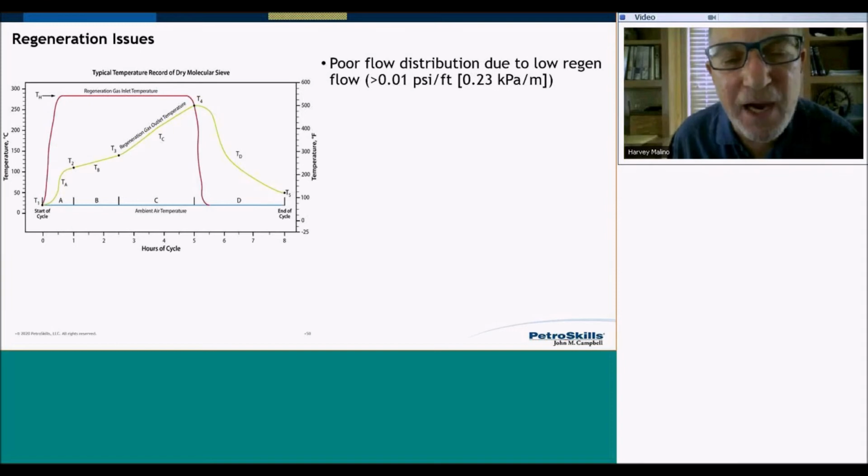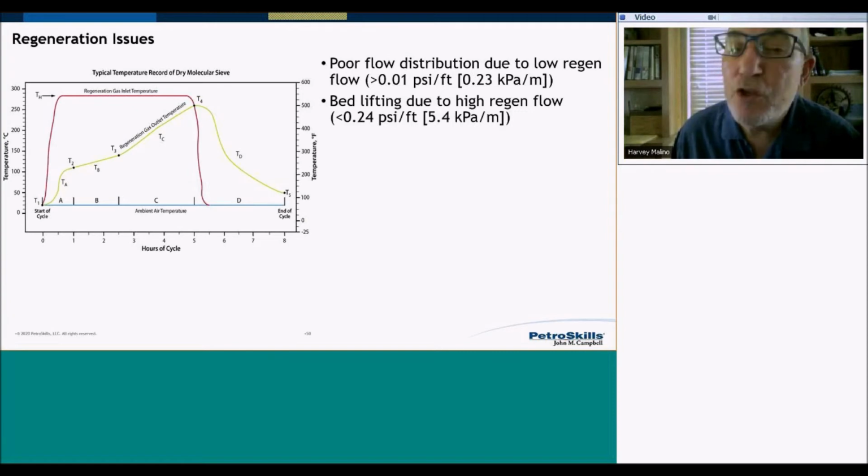Sometimes you're going to see compound beds of, I'll just use pellets as an example, of 1/8 inch material on the top and a 1/16 of an inch material on a bottom section of the bed. This is used sometimes in order to achieve better flow distribution when your regeneration gas is low. You don't want too much flow, because if you do, you're going to lift the beds. And if you lift the beds, you're probably going to crater or destroy your bed support system. So you want to keep your regeneration flow under the range shown on the slide.